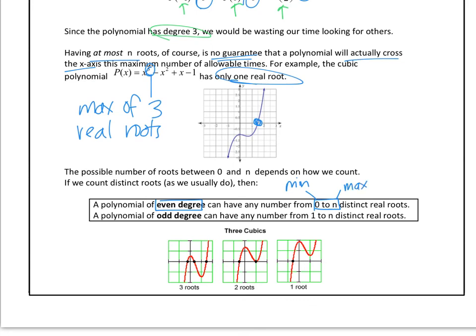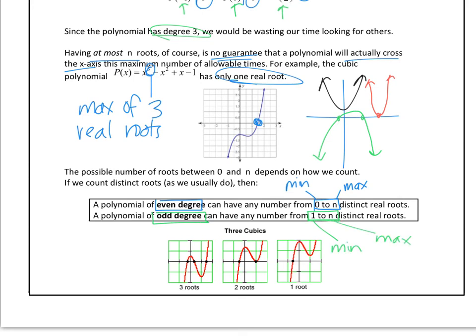So you can see that if I have a quadratic, it could cross 0 times, it could cross 1 time, meaning touches the axis, or it could cross 2 times. And again, they could be positive or negative coefficients pointing it upwards or downwards. So even degrees can cross 0 to n times. An odd degree, on the other hand, has to always cross at least once. So the minimum is 1, the maximum is n, and you can see this example right here. It has to cross at least once, it could cross twice, or it could cross 3 times as we saw up above.